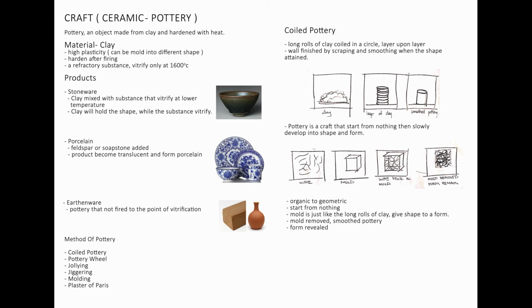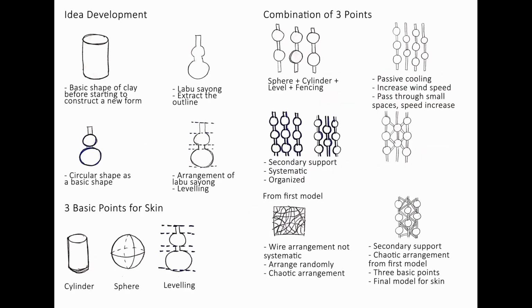There are a few products of pottery, like stoneware, porcelain and earthenware, that are common to us. Now this one is the other development of my skin. There are three basic points for my skin. The first one is the cylinder, the second one is the sphere, and the third one is the leveling of Labu Siam. I combine the three basic points to form a basic shape for the skin.